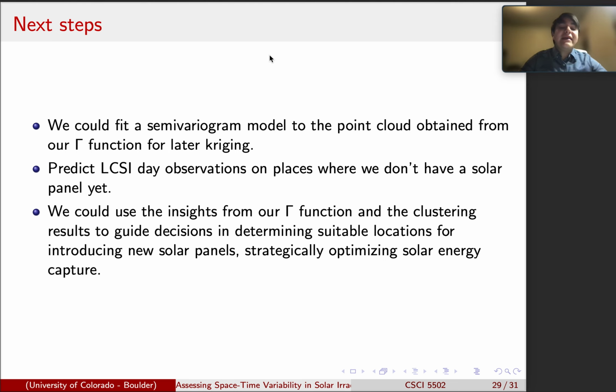That is, we could predict the log clear sky index observations in places where we don't have a solar panel, and therefore we can use these results to make more informed decisions in, for example, determining suitable locations for introducing new solar panels, which will to some extent optimize and improve the reliability of solar energy as a renewable source.